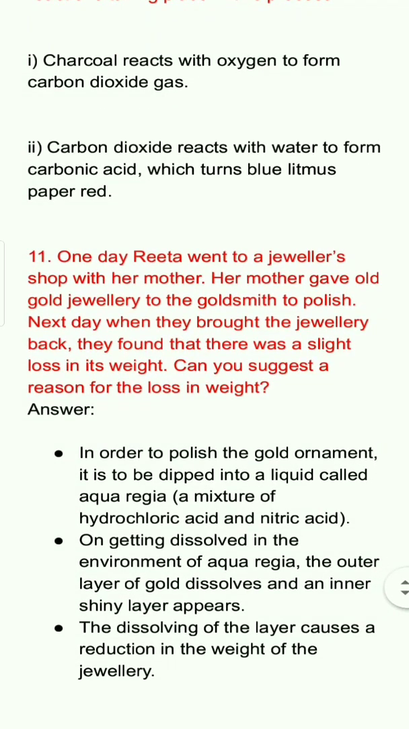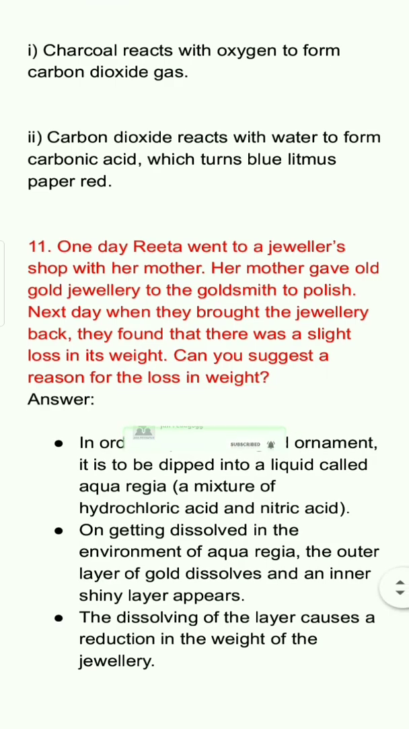Question number 11. One day, Rita went to a jeweler's shop with her mother. Her mother gave all gold jewelry to the goldsmith to polish. Next day, when they brought the jewelry back, they found that there was a slight loss in the weight. Can you suggest a reason for the loss in weight? Answer. In order to polish the gold ornament, it is dipped in a liquid called aqua regia.